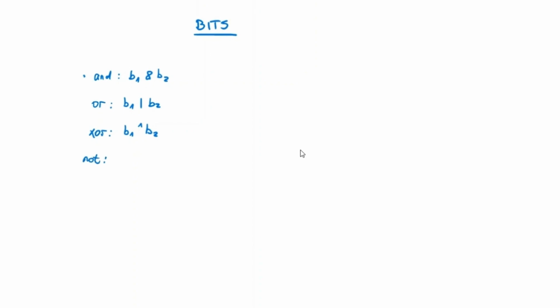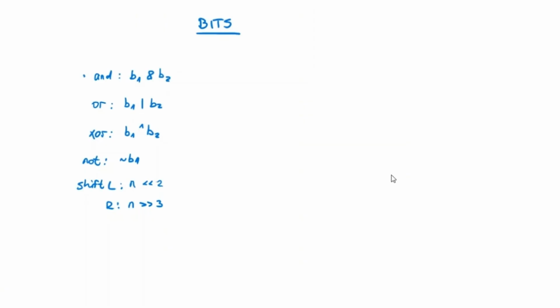We have bitwise negation. It's applied only to one bit, and it's used to switch 0 to 1 and 1 to 0. When dealing with binary representations of a number, we have shift operations, shift left and shift right. Here we are shifting bits of n for 2 places to the left. And here we are shifting bits of n for 3 places to the right.